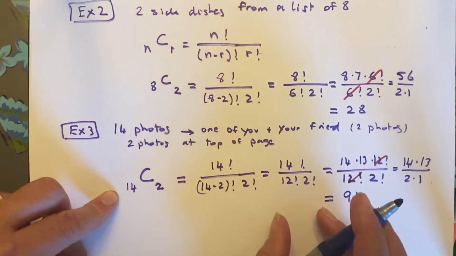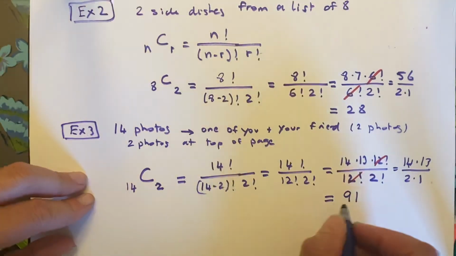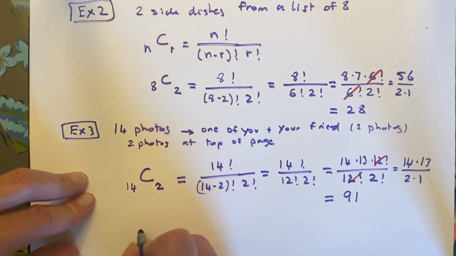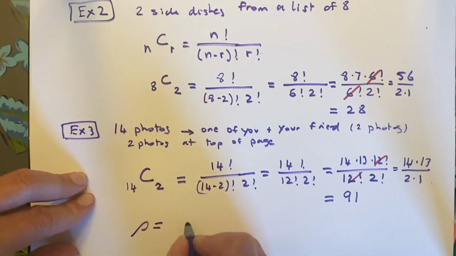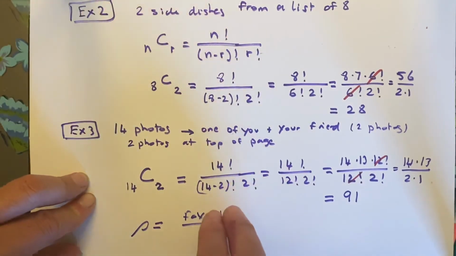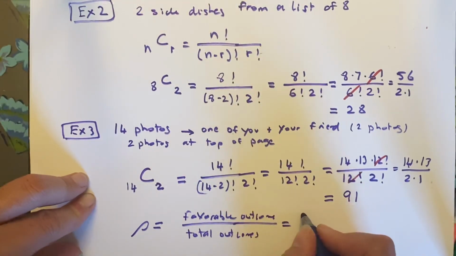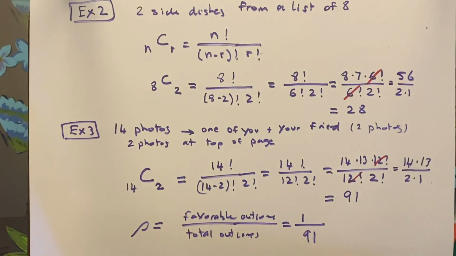There are two that are selected at the top of the page. But that's not what they asked. They asked, what's the probability that those particular 2 pictures are you and your friend's photo? And that probability, if you remember, is P equals favorable outcomes over total outcomes. There's one favorable outcome, you want these 2 pictures to be at the top, over total outcomes. So that's one favorable outcome out of 91 possible outcomes.